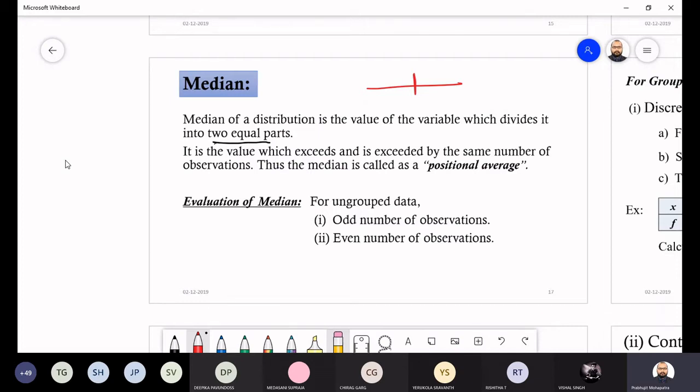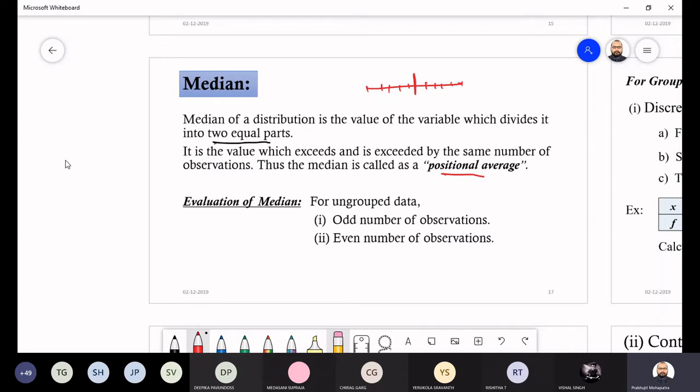It is the value which exceeds and is exceeded by the same number of observations. This is obvious actually. Thus, a median is a positional average. That is the same thing it is saying. So you take the positions and you take the middle position. That is nothing but the median. That is called the positional average.